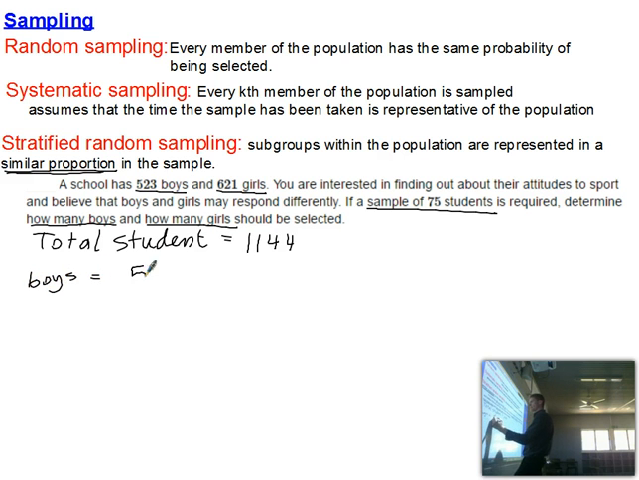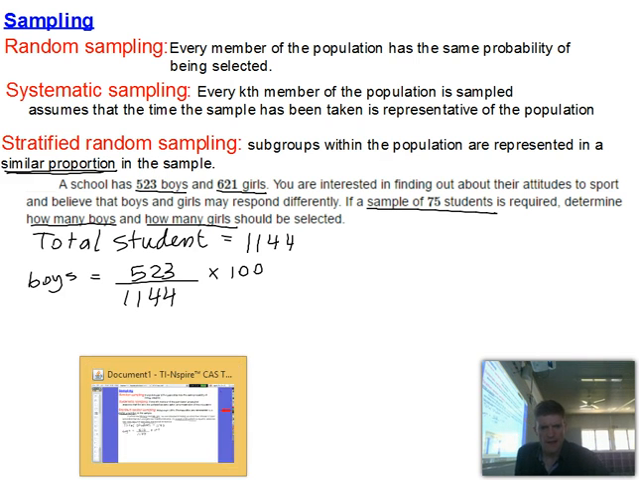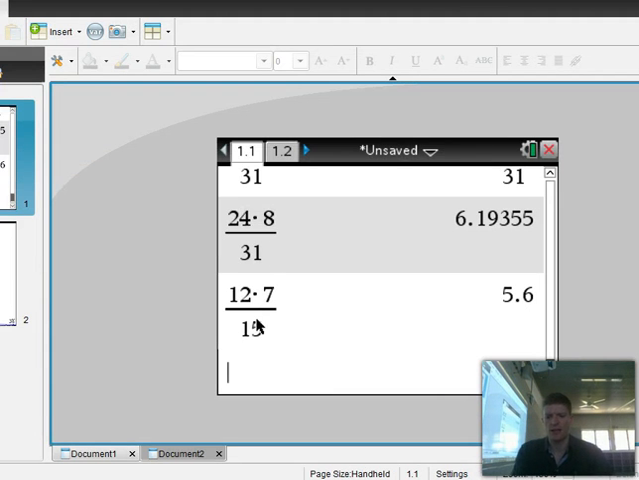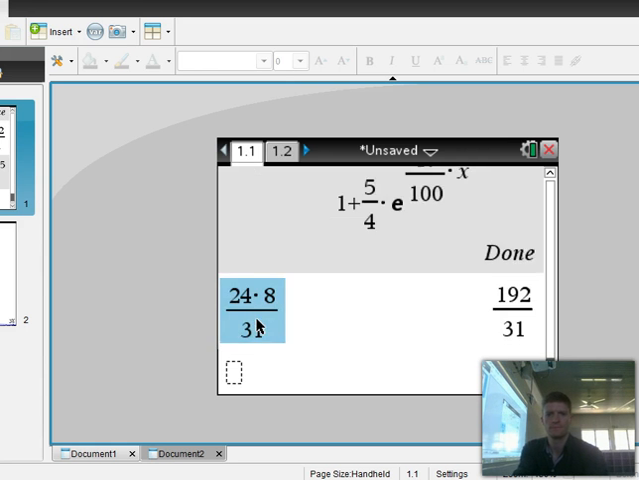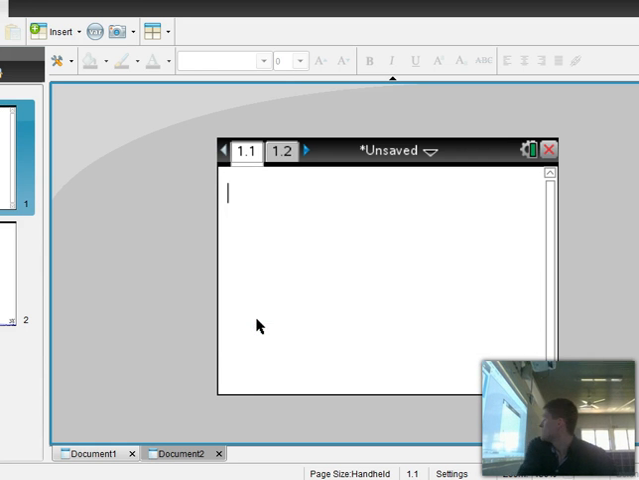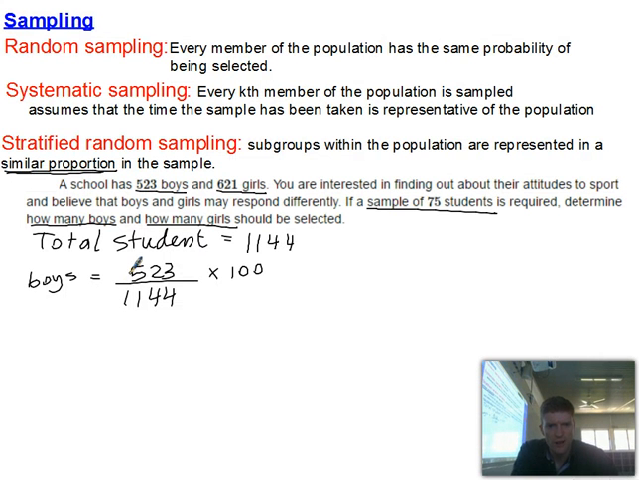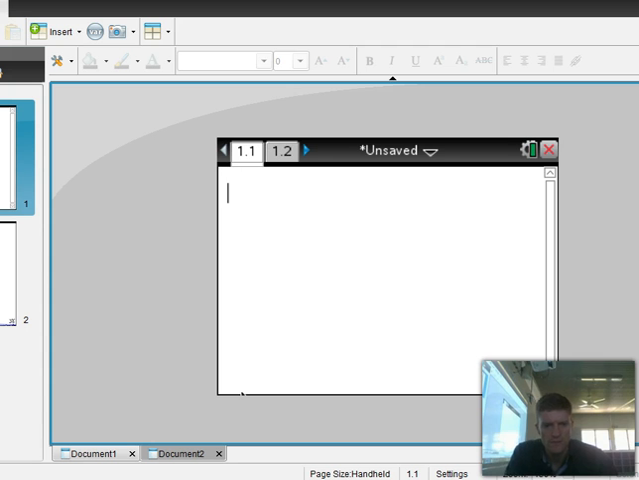So we take the amount and divide it by the total. Okay? Now that gives you a fraction, and we can represent that also as a percentage. So in that respect, we can use our CAS to help us do that. All right. So we had 523 out of 1,144, there we go, times 100.